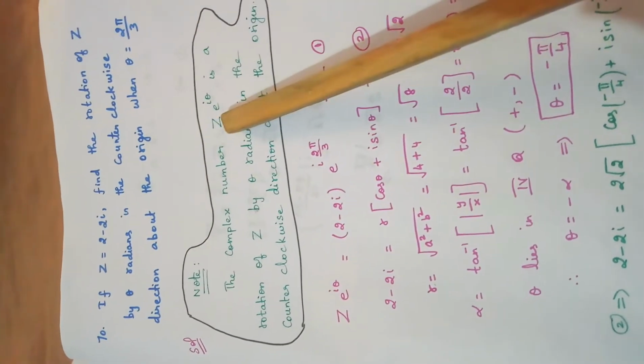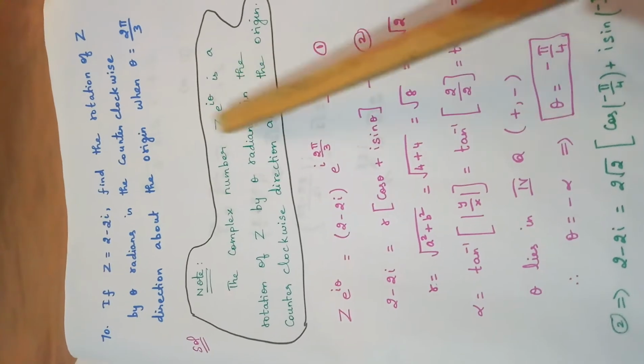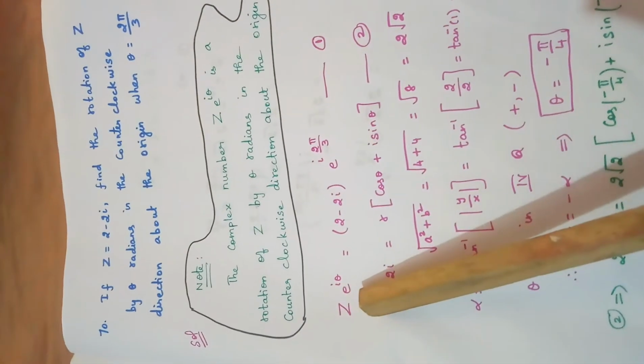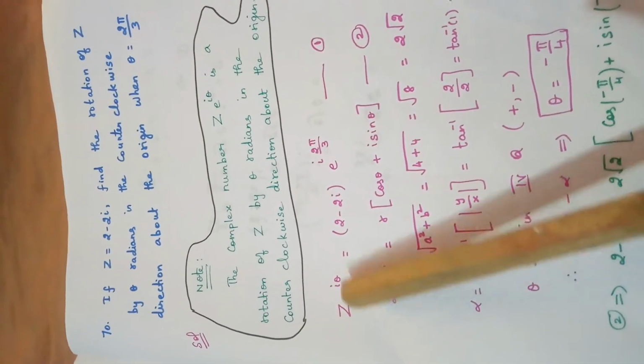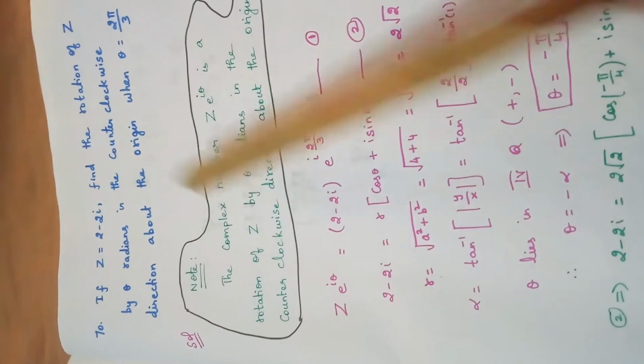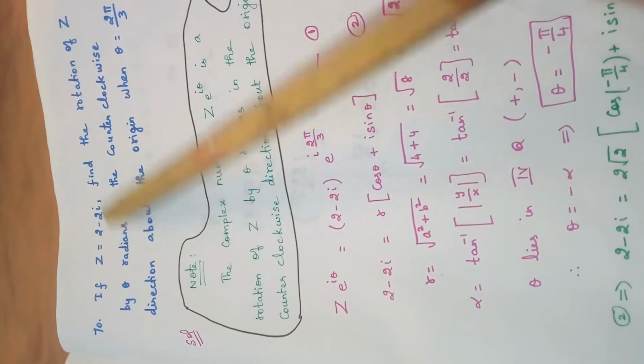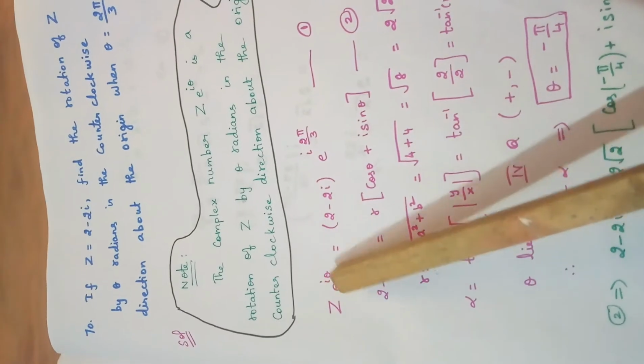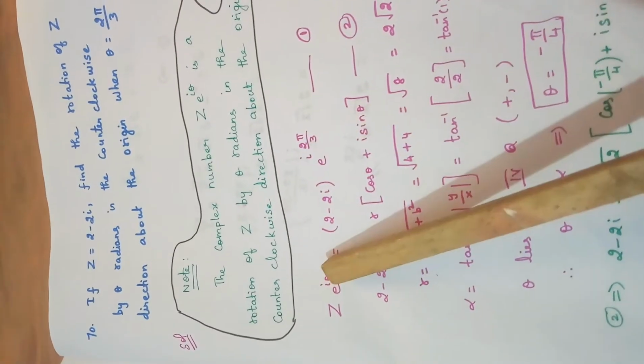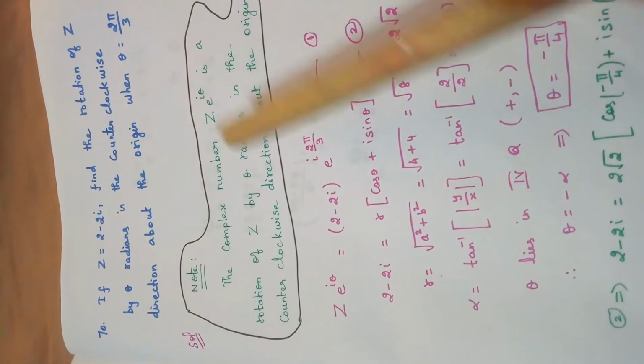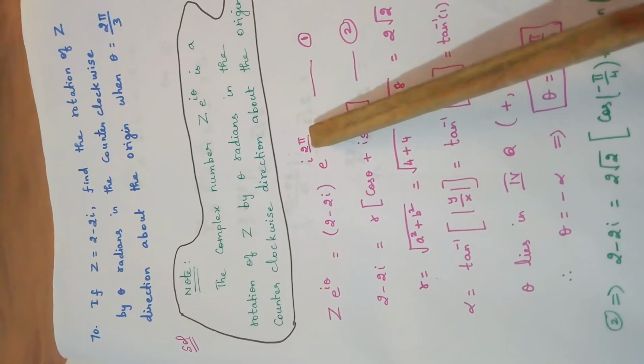That's all. Actually we have to find z into e power i theta. So that is what we are starting. This is the answer actually. z e power i theta is equal to, what is z? You should write that. The complex number given to us, 2 minus 2i. e power i theta means e power i, theta value is given in the question, 2 pi by 3, that you substitute here.